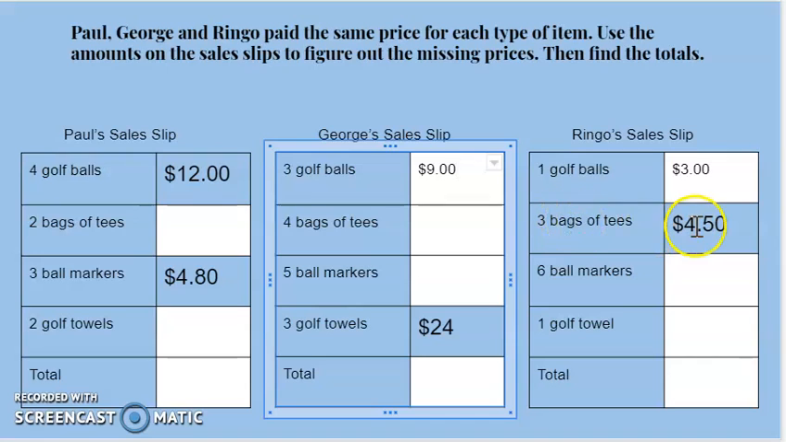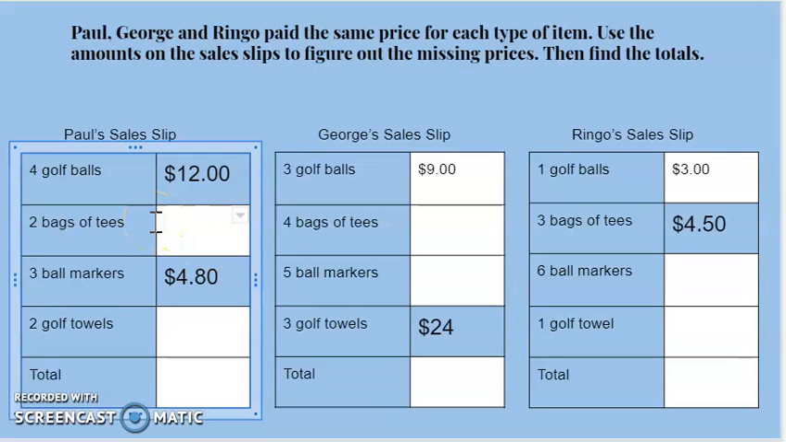Did you figure it out? So 3 bags. If each one was $1, it'd be $3, which is too small. It's not enough. If each bag was $2, it would be 6. So that's too much. So it's got to be in between $1 and $2, right? So did you figure out what it was? It's actually $1.50, right? $1.50 for 1. For 2 of them, that would give us $3, right? $1.50, $1.50. So then 3 bags of teas was $4.50.